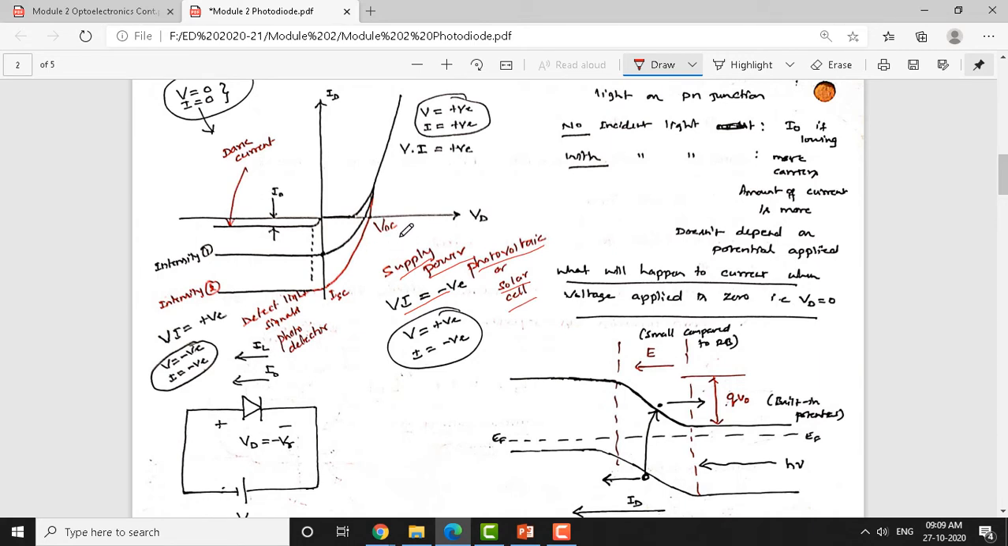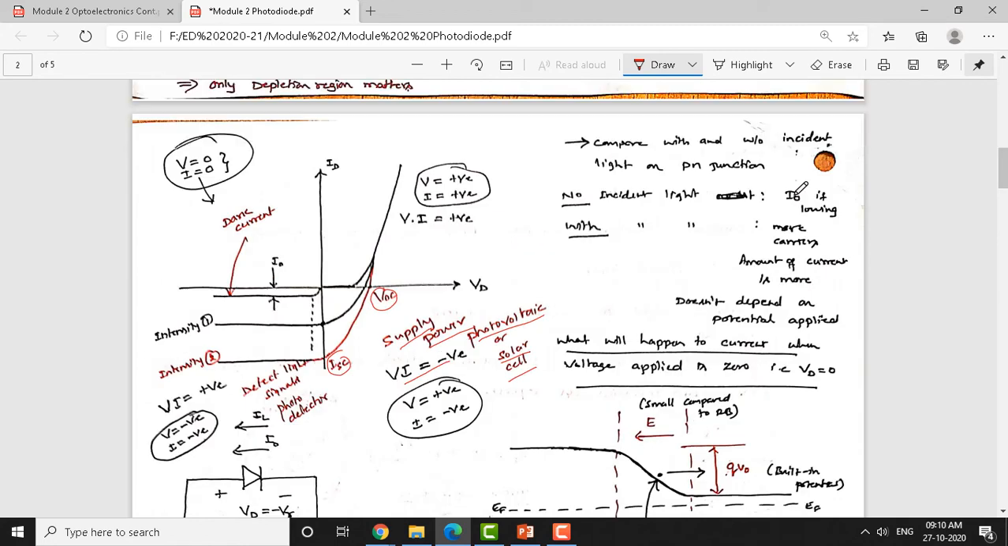Those who want to understand the solar cell need to be familiar with these quantities, like VOC and ISC. These are the extreme limits within which you can operate the solar cell. The maximum voltage you can operate at is this, and the maximum current is this. The voltage and current product should not exceed VOC into ISC. Now, let us see the other points here.